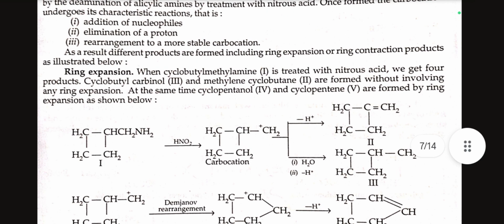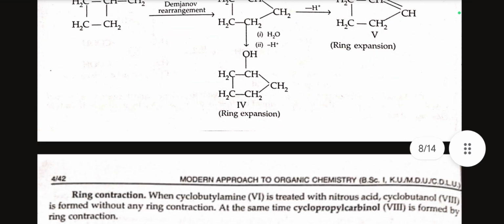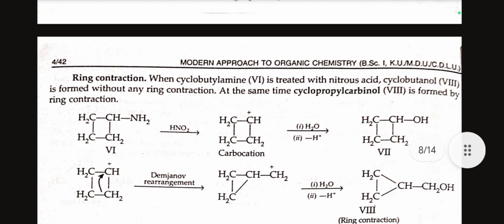Ring expansion. When cyclobutylmethylamine 1 is treated with nitrous acid, we get 4 products. Cyclobutyl carbinol and methylenecyclobutane are formed without involving any ring expansion. At the same time, cyclopentanol and cyclopentene are formed by ring expansion. When cyclobutylamine is treated with nitrous acid, cyclobutanol is formed without any ring contraction. At the same time, cyclopropyl carbinol is formed by ring contraction.